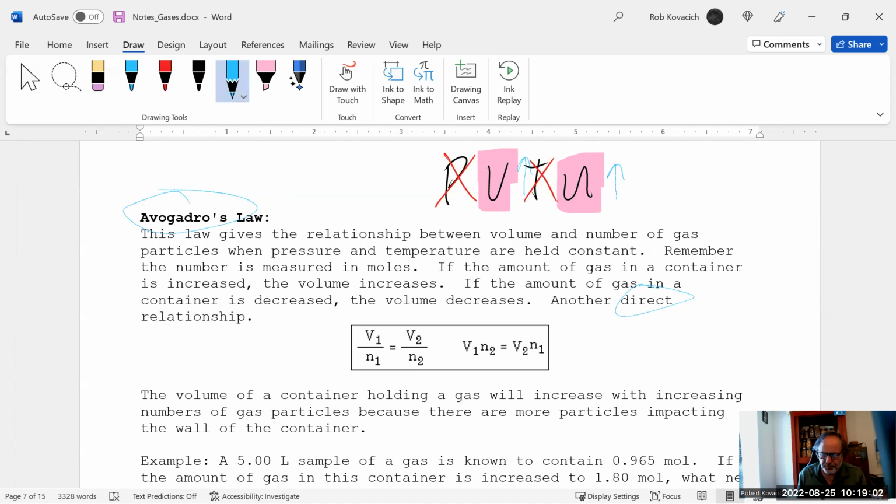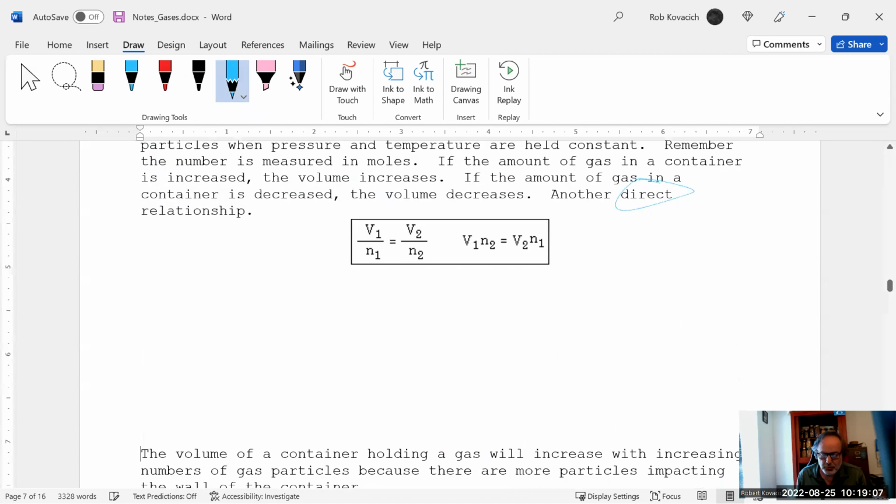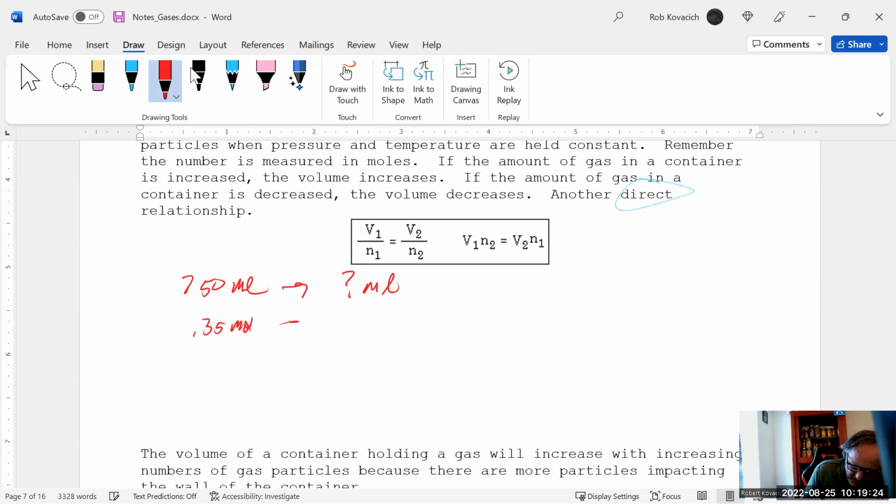So this one could be complicated. It could be super easy. We'll start off with a super easy one. So let's say I've got a container, and the container is 750 milliliters in size. I want to know what its new milliliter size is if I had 0.35 moles of gas, and then I add gas to it, and my new number of moles of gas inside the container is 1.25 moles.